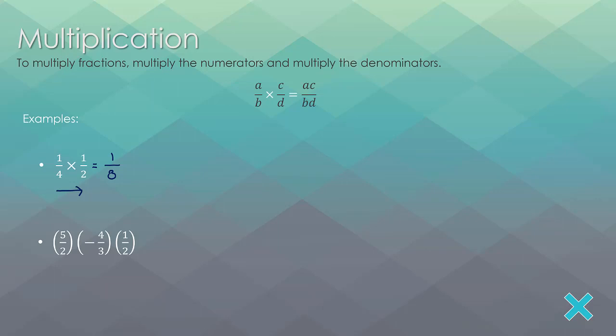And it's the same when we have more than 2 fractions. Okay, 5 times minus 4, minus 20, times 1, minus 20. 2 times 3, 6, times 2, 12. Okay, so it's negative 20 twelfths. But we see that 20 and 12 are both divisible over 2, but also divisible over 4. So I always use the larger number. In this case, that is 4. And it gives us negative 5/3. Okay.